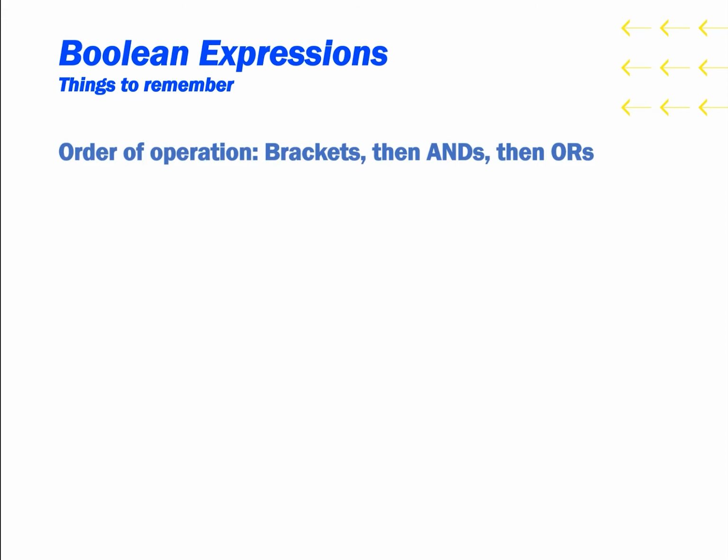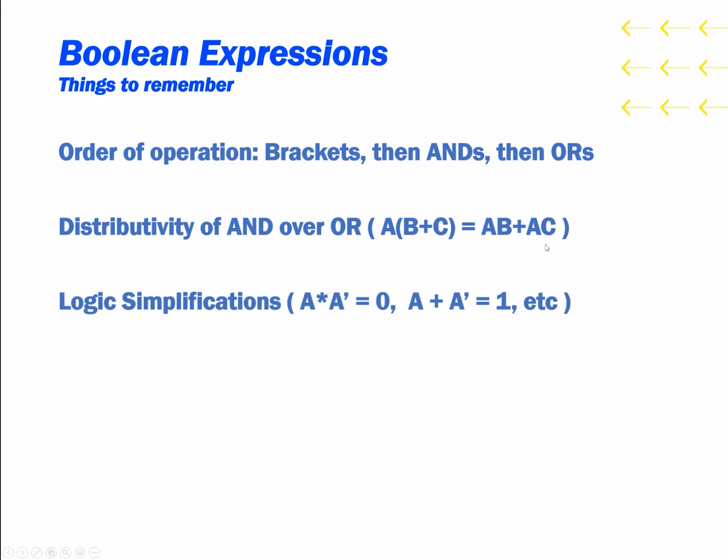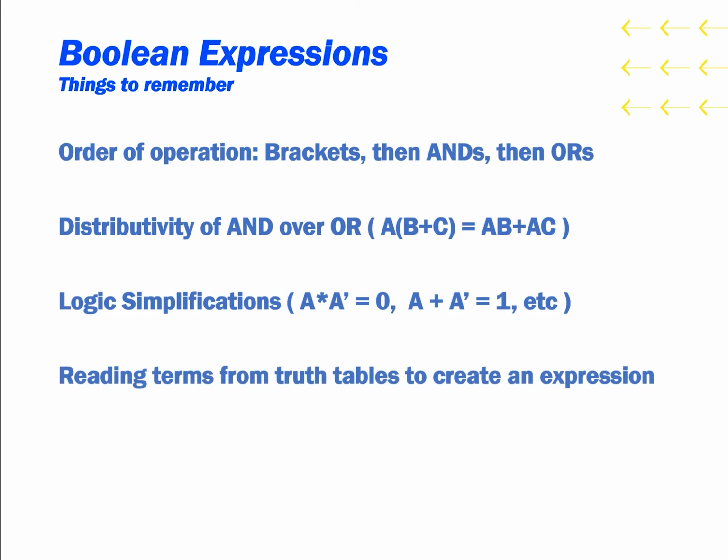So, things to take away from this presentation. Remember the order of operations when evaluating expressions. Brackets, then ANDs, then ORs. Remember how to distribute AND over OR operations. Here the A gets distributed into the B or C as A and B or A and C. Remember the logic simplifications we covered. And practice reading terms from truth tables to create an expression. And lastly, definitely remember how to invert expressions the easy way.